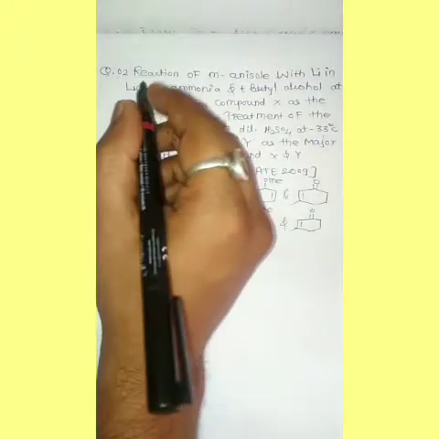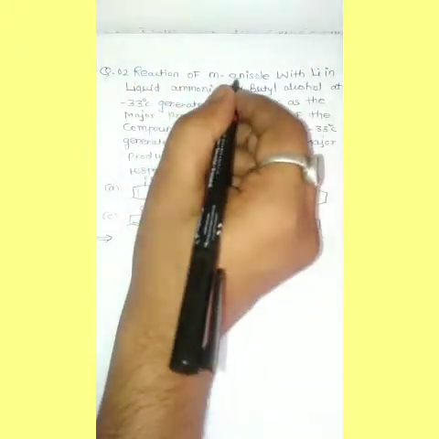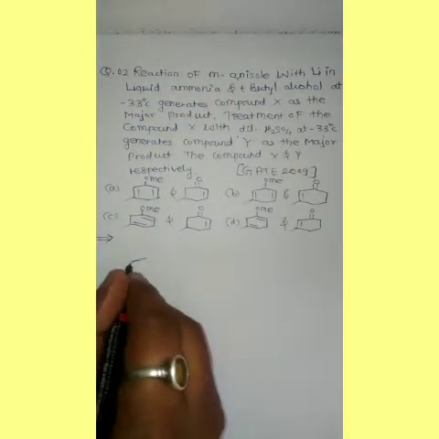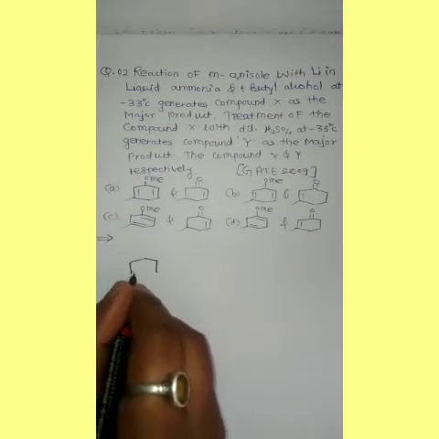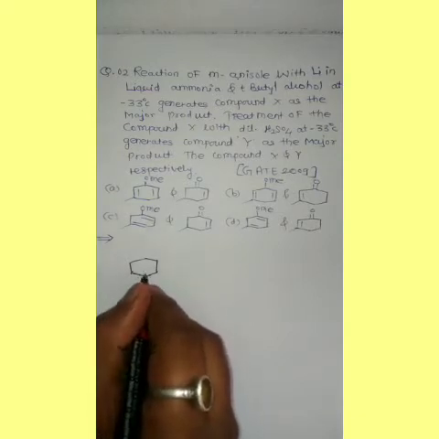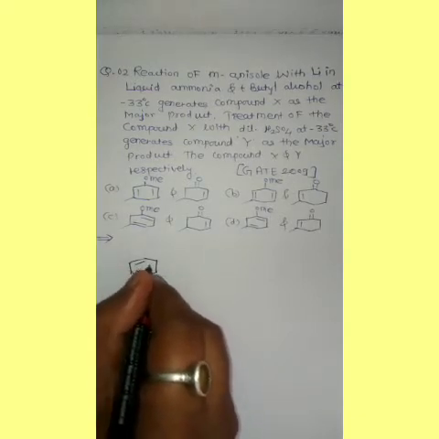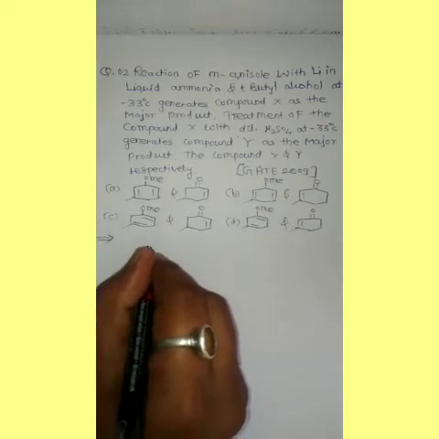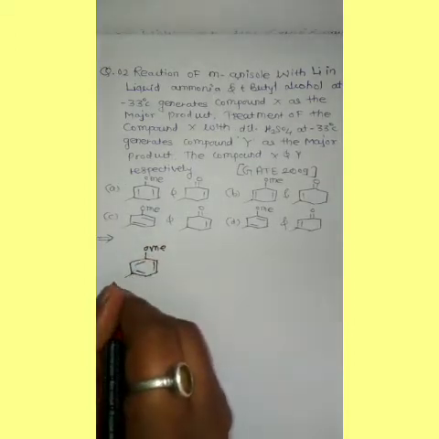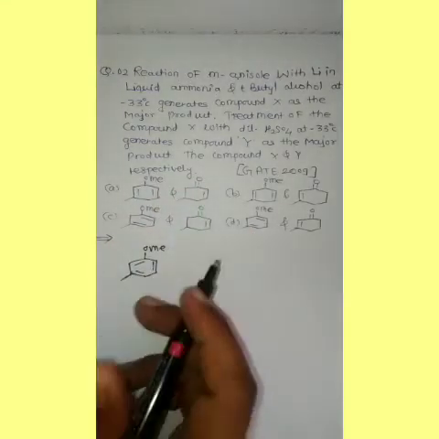In question number two, the example is given in the line, that is, reaction of meta-anisole with lithium in liquid ammonia. First, let's write it step by step. Meta-anisole. What is the structure of meta-anisole? Like this one: OMe, meta to the methyl group. Meta-anisole.